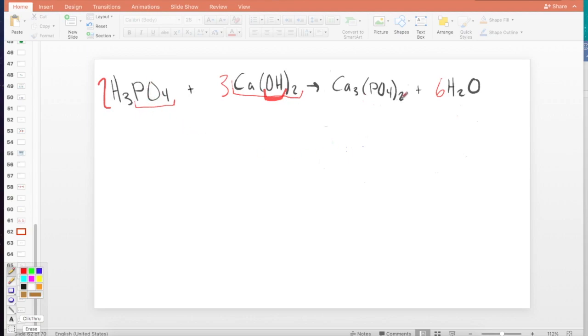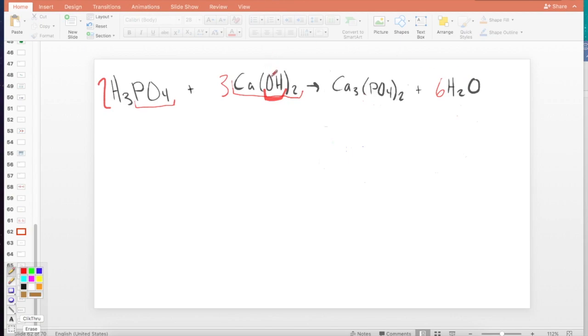PO4 remained PO4, phosphate, stayed together as phosphate on the left and the right side of the reaction arrow. So I balanced it all together as one unit. 2 phosphates, 2 phosphates. So when I go to balance the oxygen, I can ignore it because I can consider that I've already balanced it.